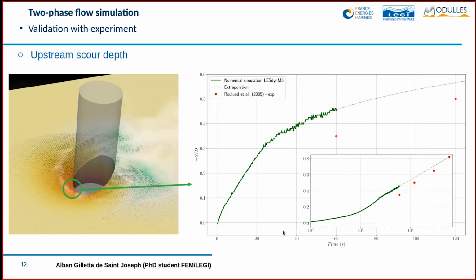You can see that at the first stage we slightly over-predict the scour process. But if you extrapolate our simulations to the later stage, at 2 hours, the furthest point of the experiment, we are able to reproduce the same scour depth. So this means that we are able to reproduce the scour process quantitatively.